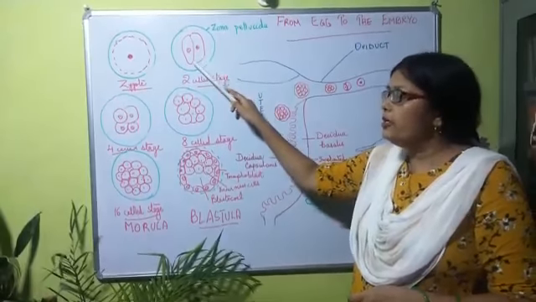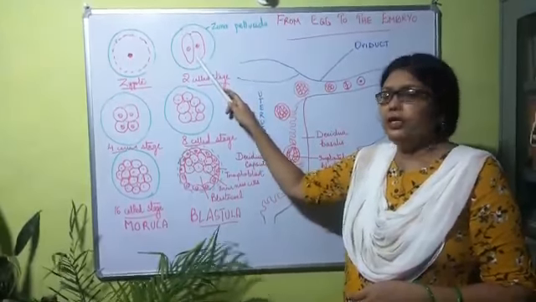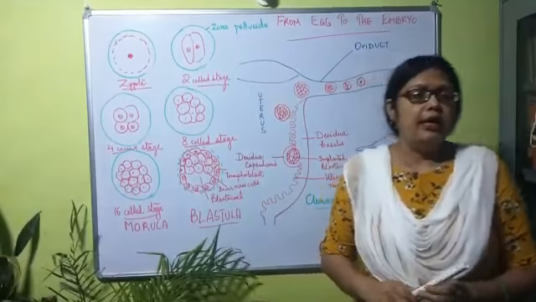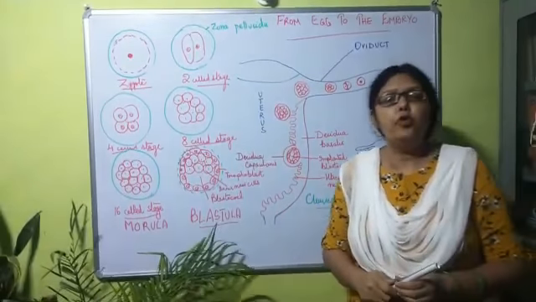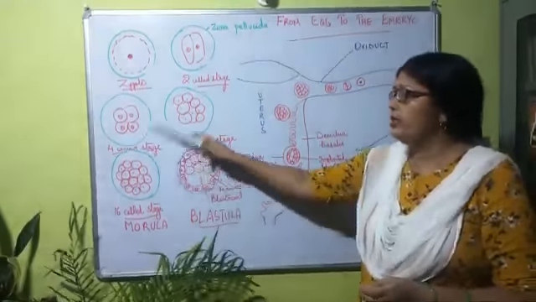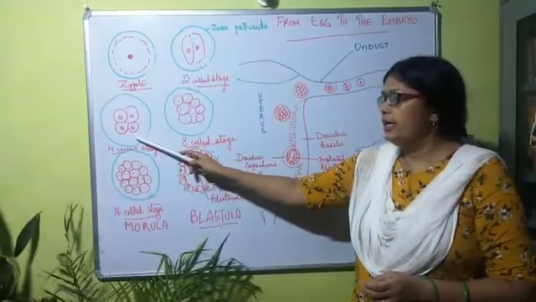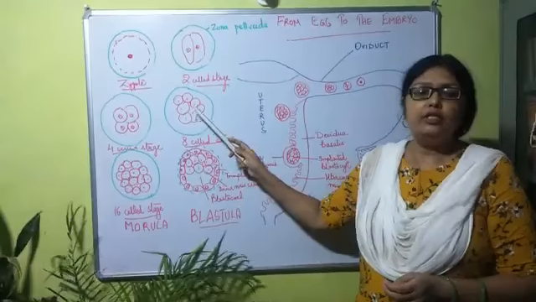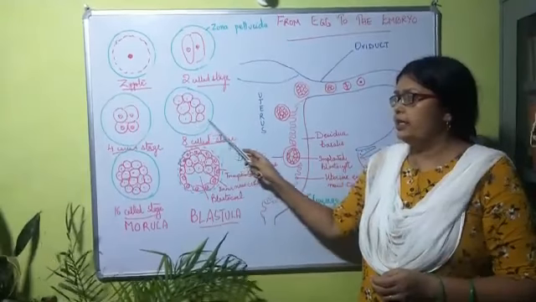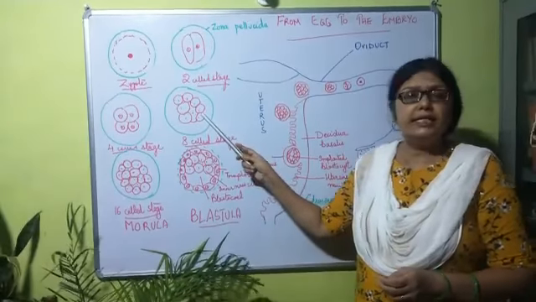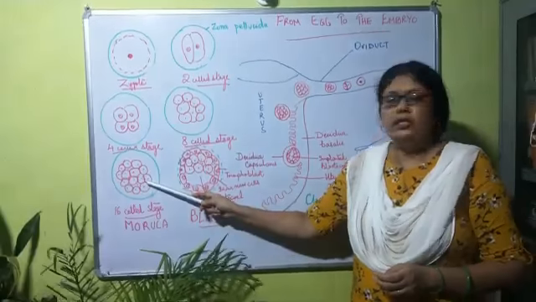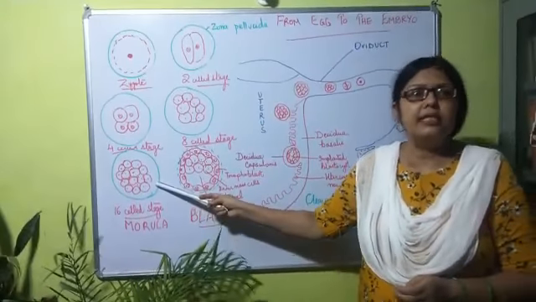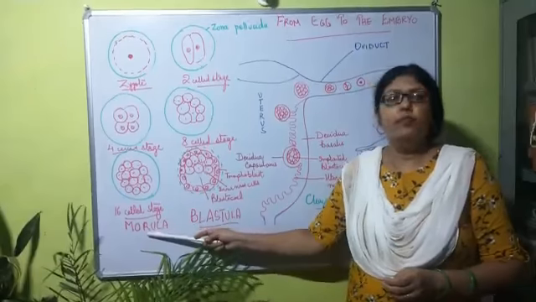Then further divisions are also vertical and at right angles to each other, resulting in a 3 and a 4 cell stage. So you can see a 2 cell, 4 cell stage. Other mitotic divisions lead to an 8 cell stage, and after the 8 cell stage comes the 16 cell stage, and this 16 cell stage is known as morula.